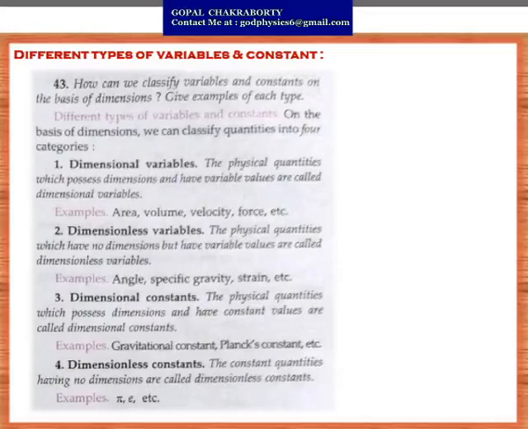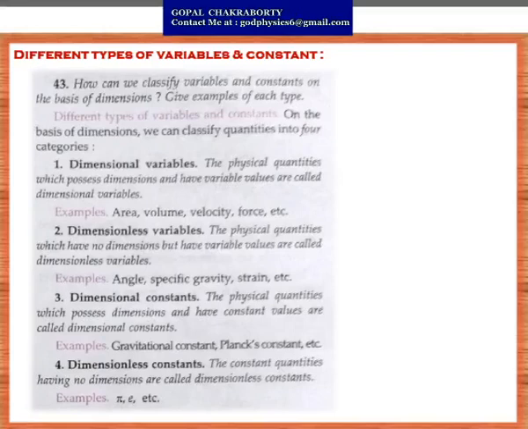First one is dimensional variables. The physical quantities which possess dimensions and have variable values are called dimensional variables. As examples, area, volume, velocity, force, etc. Second one is dimensionless variables. The physical quantities which have no dimensions but have variable values are called dimensionless variables. As examples, angle, specific gravity, strain, etc.